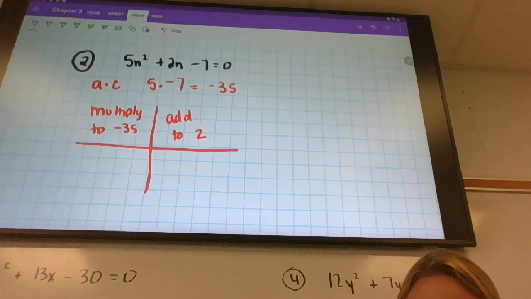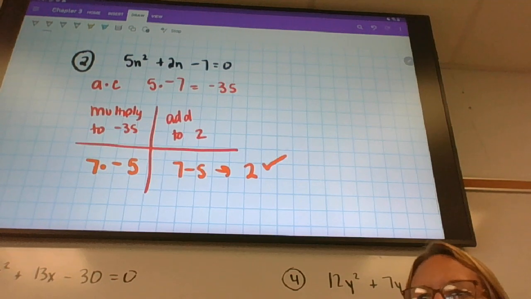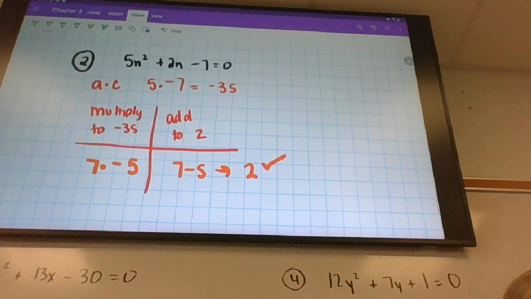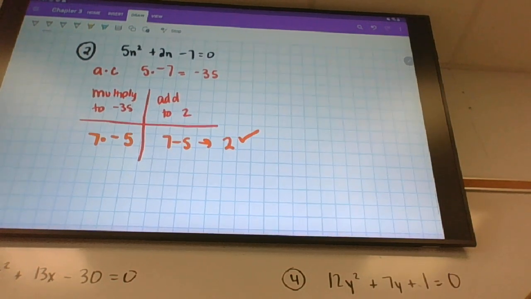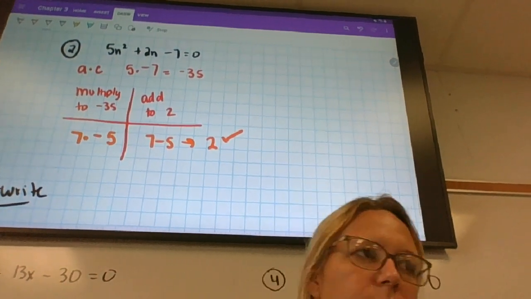Okay, so multiplying to 35 is not a whole lot of options. I'm going to do 7 and 5. Am I ahead of you? I don't want to be ahead of you. So I'm going to pause. And if you're done, you can go ahead.